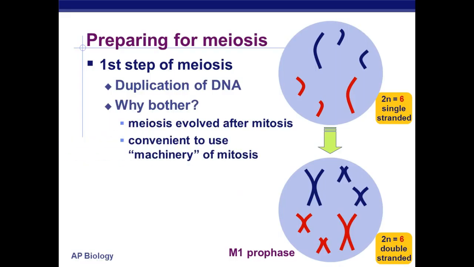Since meiosis evolved after mitosis, that's why we still go through this process of copying the chromosomes. You might think it would save time just to start with 46 and just immediately split to 23. That would be kind of the efficient way to do it, but that's not how it happens. And because it's not how it happens, we have to go through 2 rounds of meiosis.